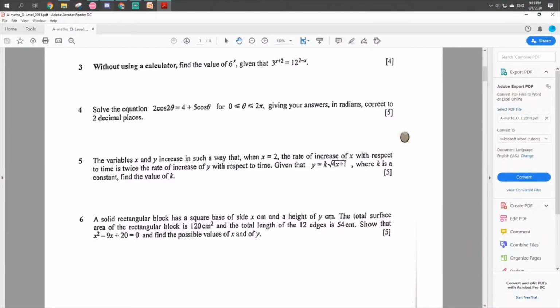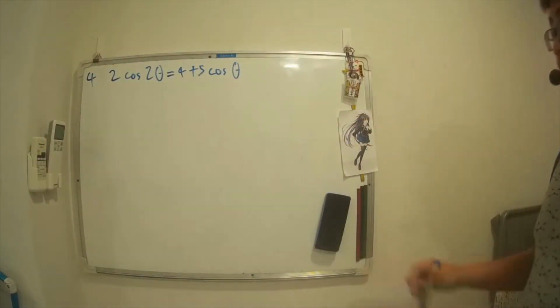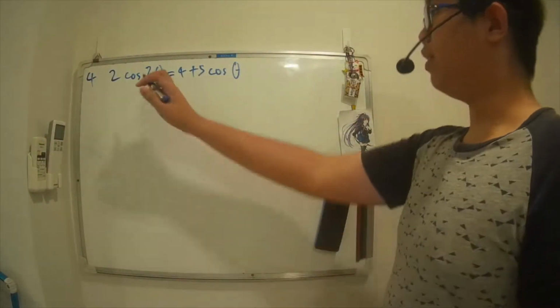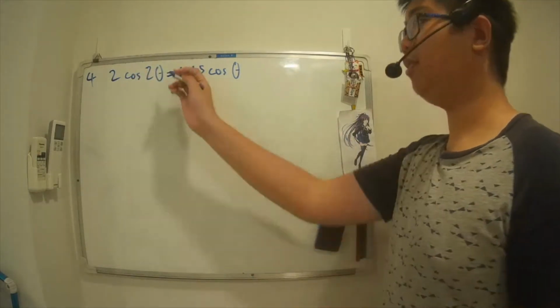Question 4. Solve the equation 2 cosine 2 theta is equal to 4 plus 5 cosine theta for 0 is less than or equal to theta is less than or equal to 2 pi, giving your answers in radians correct to 2 decimal places. Okay? So, let's see. Now, there's a problem. We have the 2 theta, right? We want to just get this to a single theta.